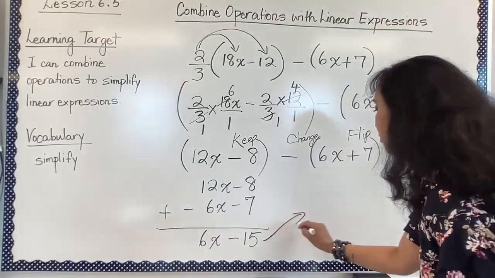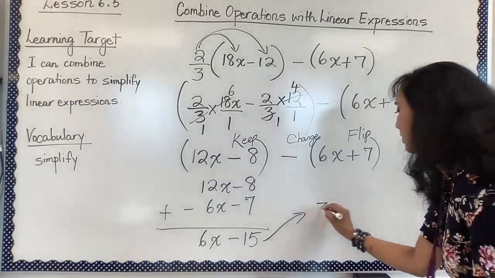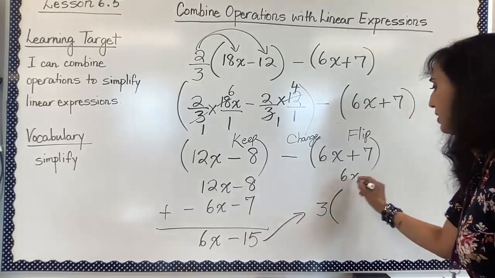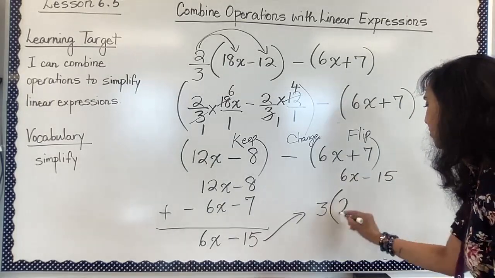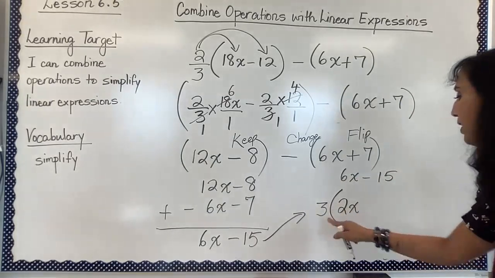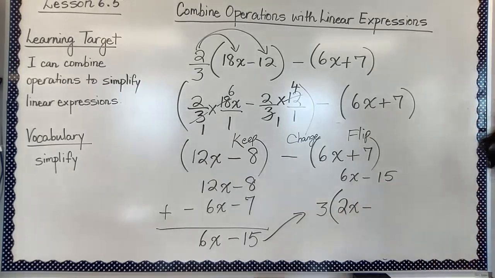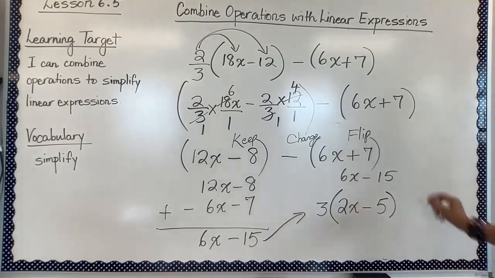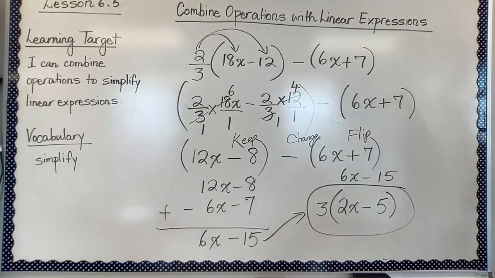So I am going to factor it out, and I am going to put 3 outside. So basically I'm doing 6x minus 15, and I'm factoring this. So 3 times 2x gives me 6x, minus 3 times 5 is going to give me 15. So here is my final answer, which I've simplified and I have factored out.